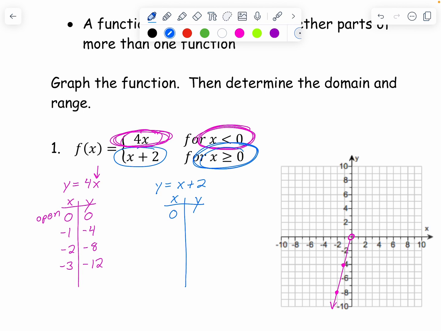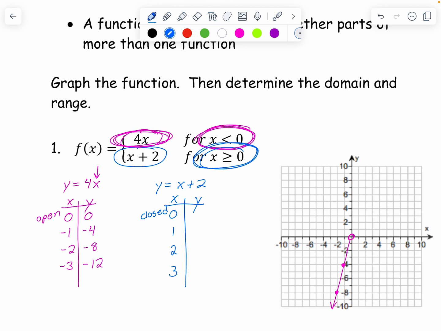So we're going to start with the 0, but this time, since we have the equal to bar under it, this one will be a closed circle for that first point. And then, since we want x values that are bigger than 0, that means we're going to do 1, 2, 3, and so forth. Again, I can go as far as I want to.